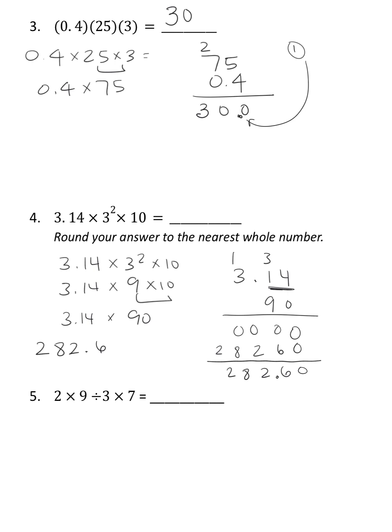Lastly is recognizing it asks us to round to the nearest whole number. So go to your whole, look behind to the tenths, and 6 rounds up. We're going to end this question with 283.